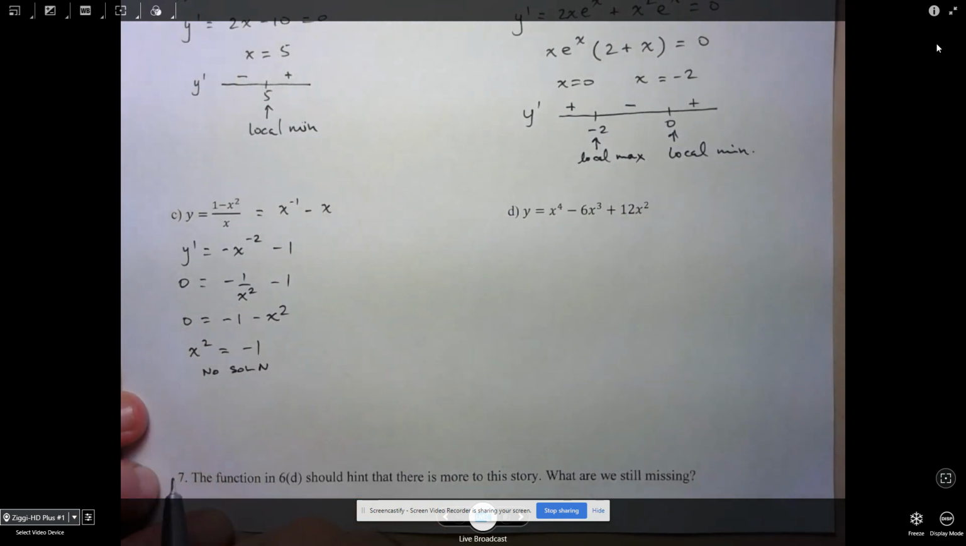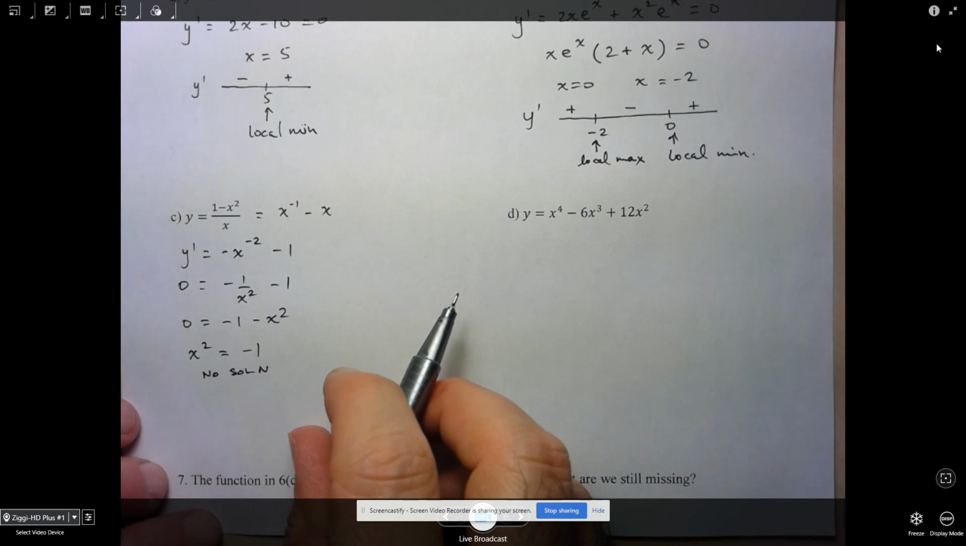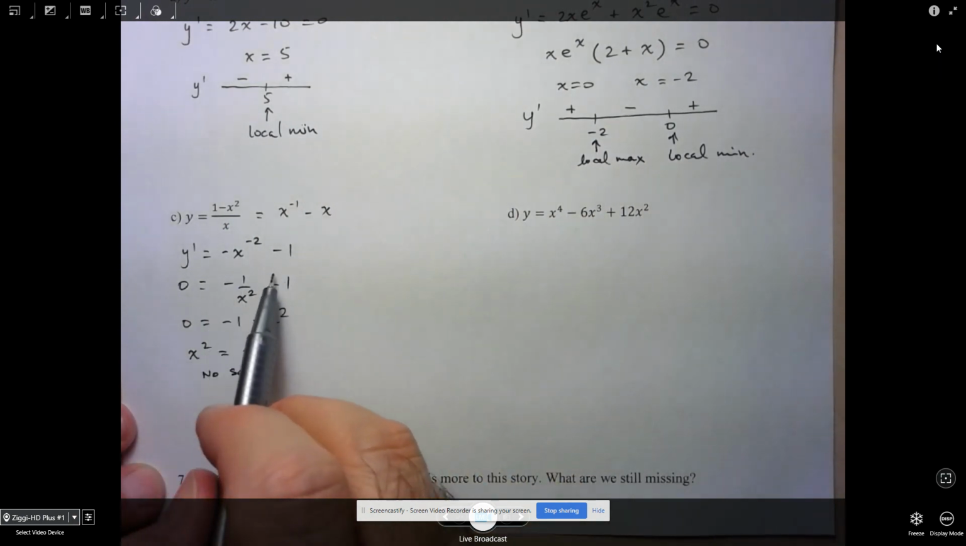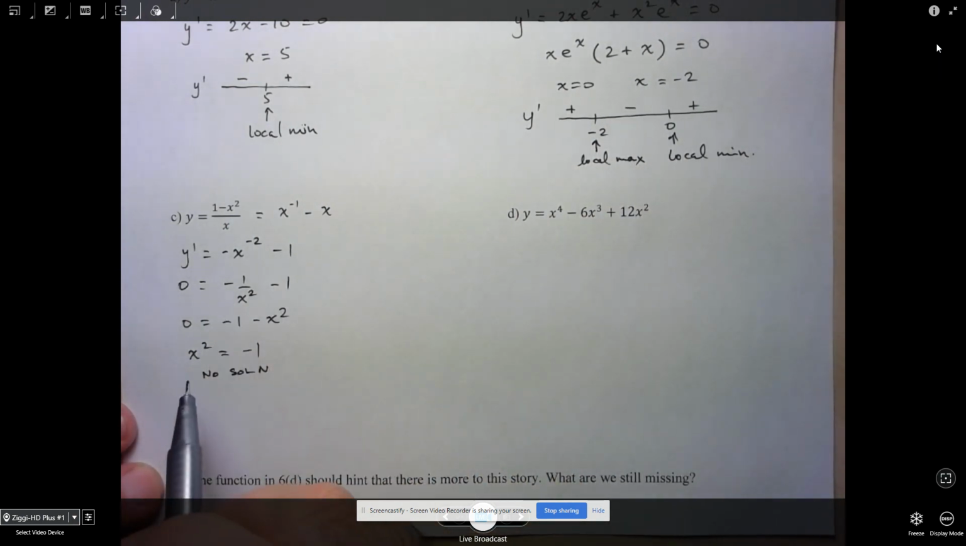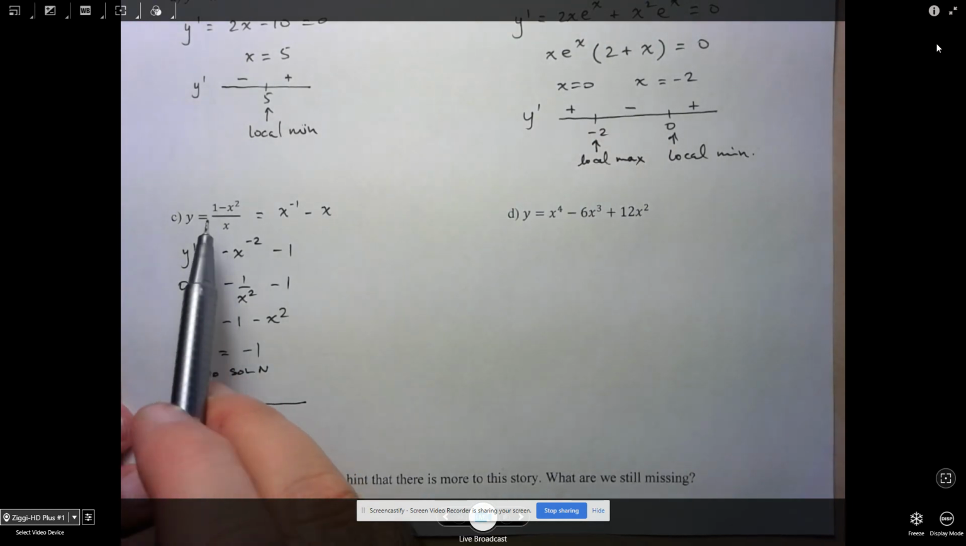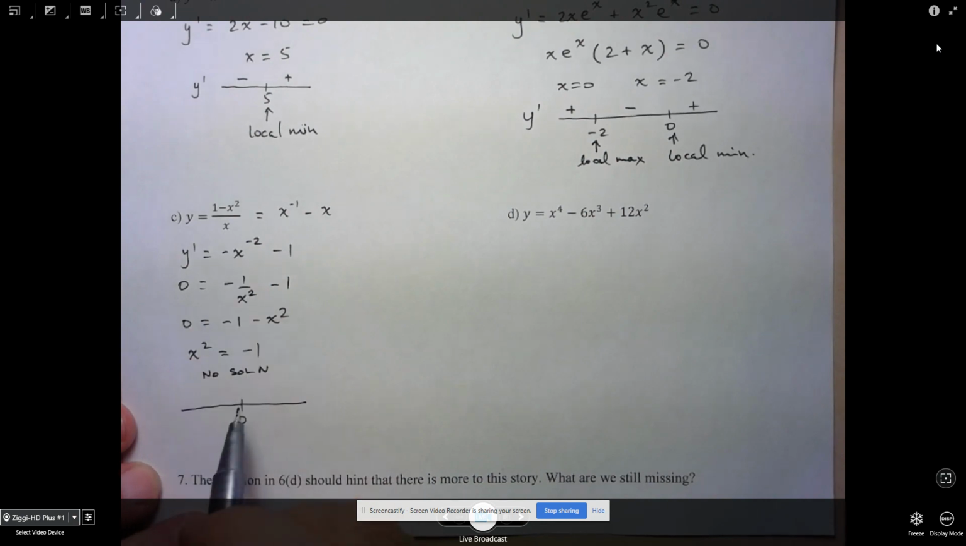So the only place where the sign could change would be at 0, which makes the first derivative not exist. But even if the sign does change, this function doesn't exist at 0. So I could still determine the sign of the derivative. That'll tell me whether it's increasing or decreasing on that interval. So that might be useful for me, but I can't have an actual local max or min. So let's just find it for the fun of it here.